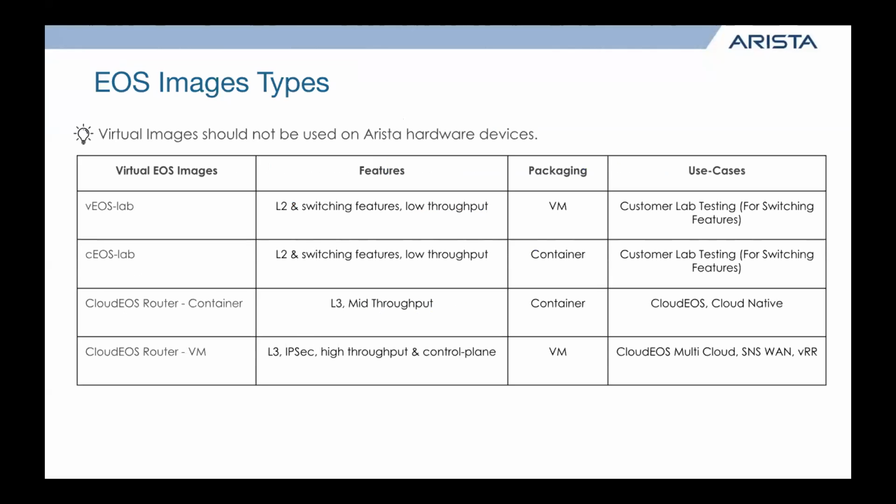Moving into the virtual realm, we kind of have 2 sets of virtual images. First, we have our lab images. You'll see our VEOS and CEOS. Since they're lab images, they're layer 2 only with very limited feature sets and very low throughput. But you'll see we have a VM and container packaging. For the actual production use, we have CloudEOS router, and you'll again see we have a container and a VM packaging. The VM is going to be a little more high throughput. It's going to have IPsec and control plane, just because it's a VM, right? Because the VMs virtualize the entire machine down to the hardware layers, and the containers are just for the software layers above the operating system layer.